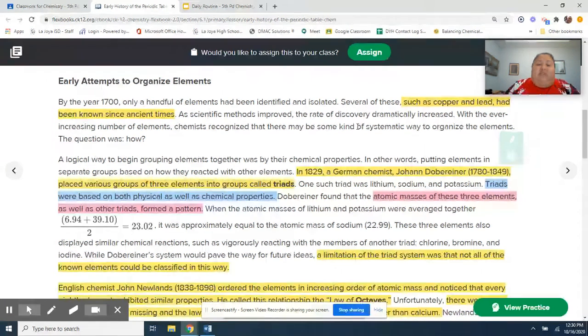By the year 1700, only a handful of elements had been identified and isolated. Several of these, such as copper and lead, had been known since ancient times. So there were some elements that had been around for thousands or hundreds of years. As scientific methods improved, the rate of discovery dramatically increased. So all of a sudden, people were doing a lot of research, a lot of experiments, and one person was saying, "Oh, I found an element." Another person was doing research and saying, "I found an element." Another person, "I found an element."